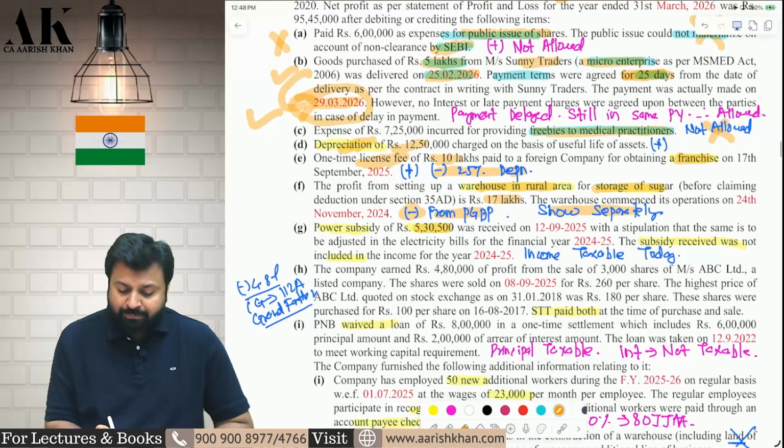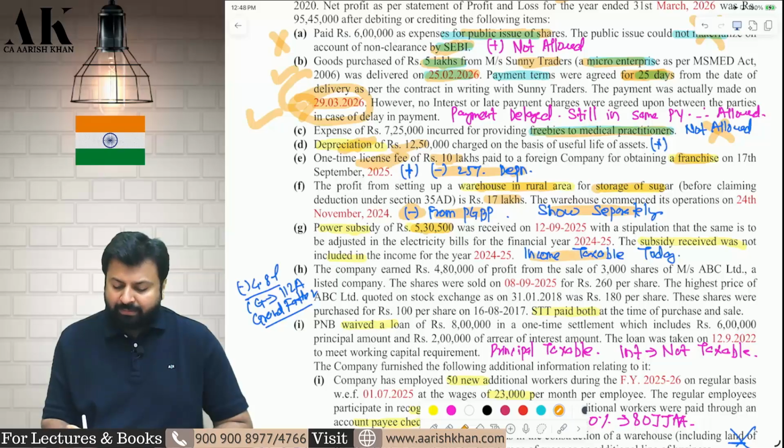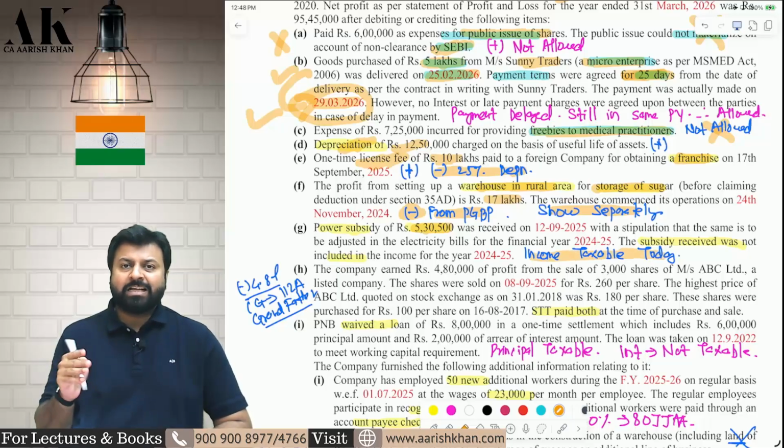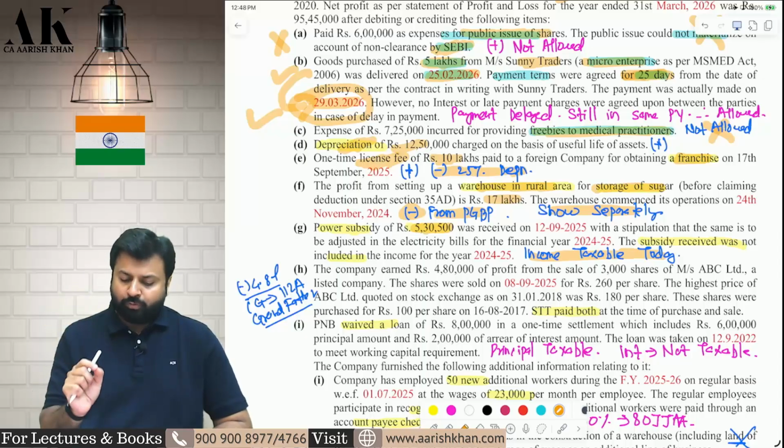Next one, you are receiving some power subsidy that is considered as a revenue income. Therefore, let it be part of income. Write a note that power subsidy is an income as per section 2, clause 24, subclause 18. It is deemed to be income under section 2(24)(18).